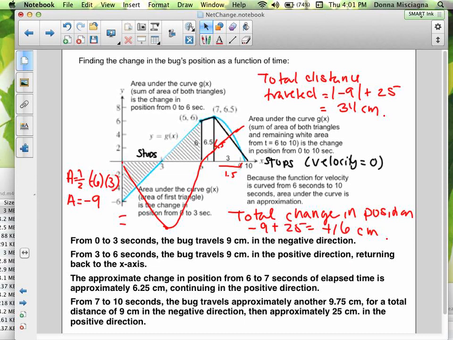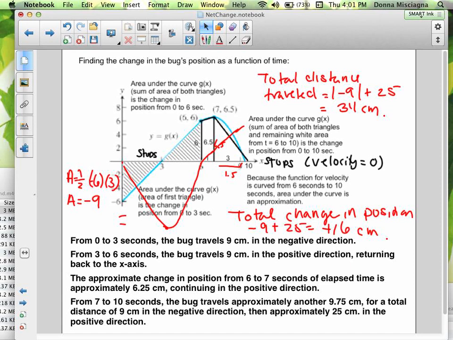And then he spends the next 7 seconds moving in the positive direction. Right? But we look at the slope of the line this time. So the slope of the line is positive from 3 to 10, meaning he's going in the positive direction. Okay? He just hasn't gotten back to where he started until 6 seconds.